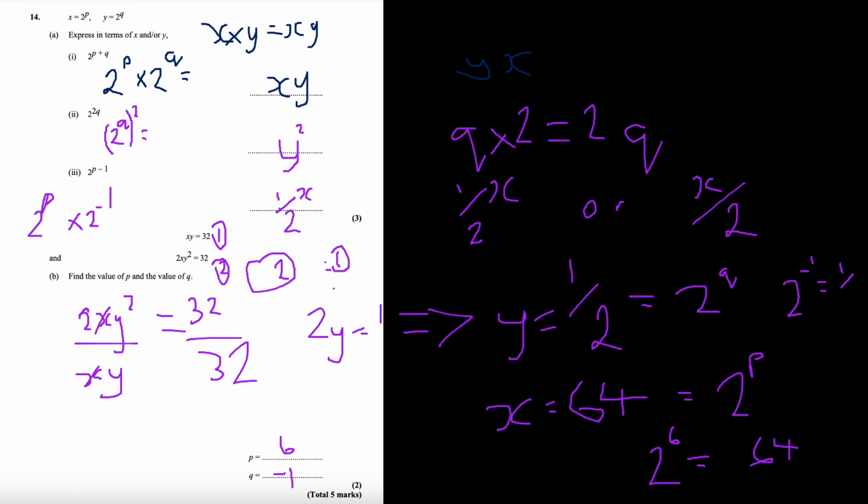Once I worked out that y was a half, remember that xy means x times y. So a half x equals 32 gave me that x was equal to 64. So that's where I got that part from. A half x is 32, and timesing both sides by 2 got me that x was equal to 64.